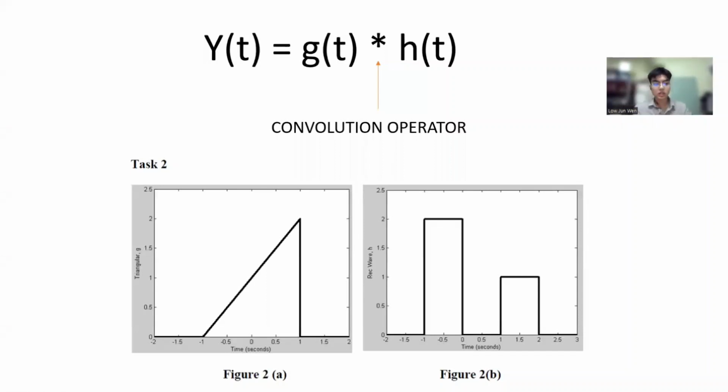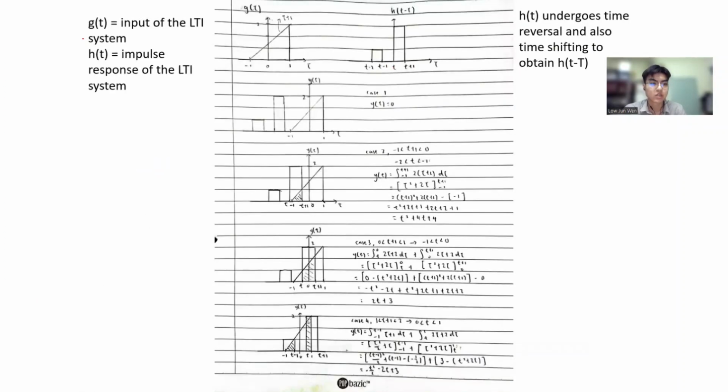Hi, I will be presenting task 2 question 3, which is the convolution between g(t) and h(t). The symbol here represents the convolution operator. And this is the graph for g(t) and this is the graph for h(t). As you can see, g(t) is the input of the LTI system and h(t) is the impulse response of the LTI system. Hence, h(t) undergoes time reversal and time shifting to obtain the h(t minus tau) graph. t minus 2, t minus 1, t, and t plus 1 are the positions after time shifting and time reversal.